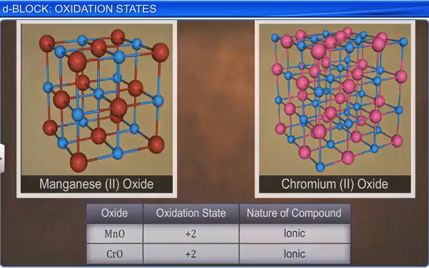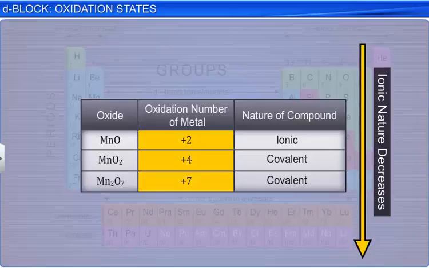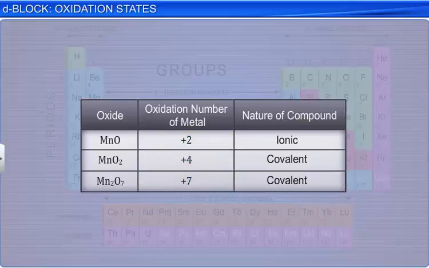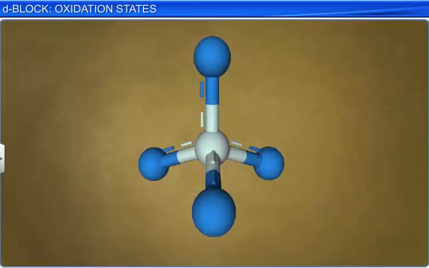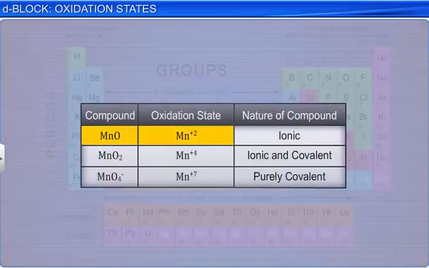The tendency to form ionic compounds decreases with an increase in the oxidation number of the metal. Higher oxidation states give rise to covalent compounds. For example, manganese(II) oxide is ionic. Manganese(IV) oxide is intermediate between ionic and covalent. And manganese(VII) oxide is purely covalent.